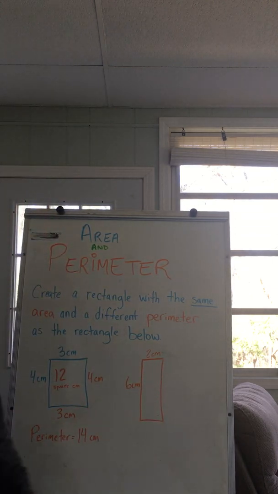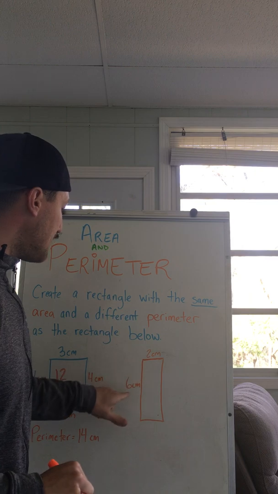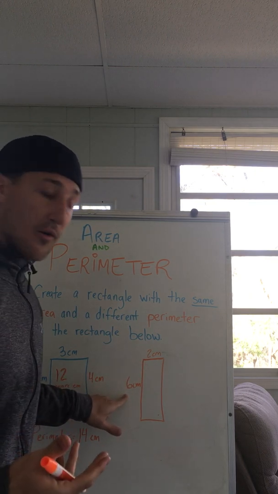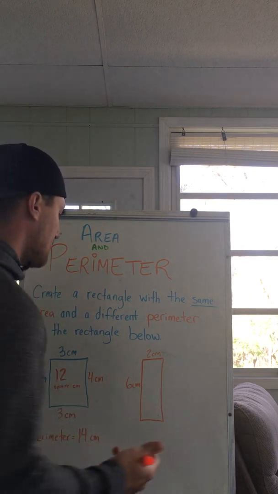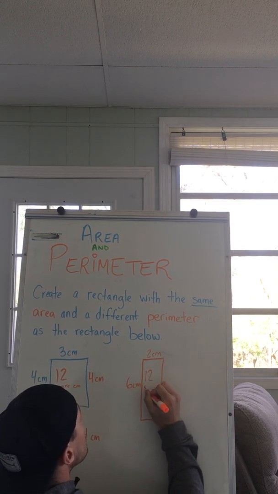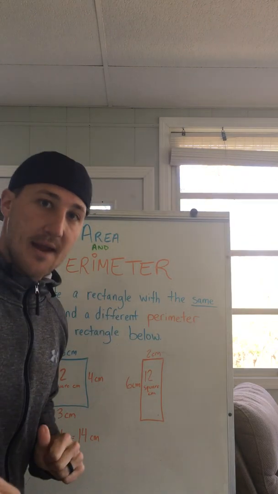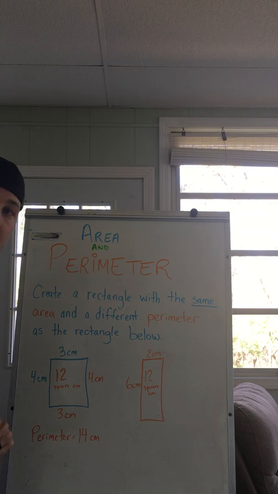Cool. So now let's check our work to see if this one works out. I know that 2 times 6 is 12. So my area for this rectangle is going to be 12 square centimeters. Awesome. So it matches the first part. We have the same area. Now let's check the perimeter.